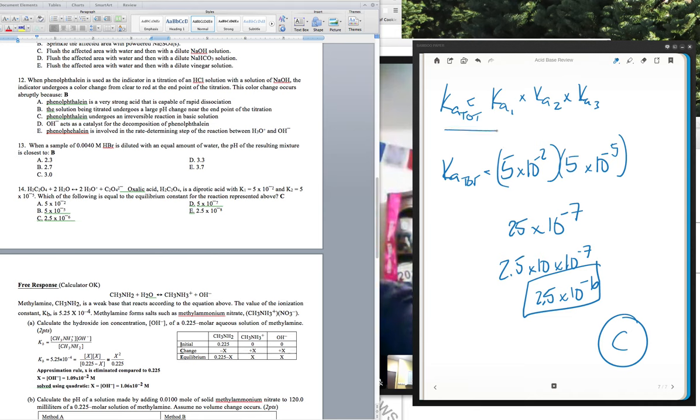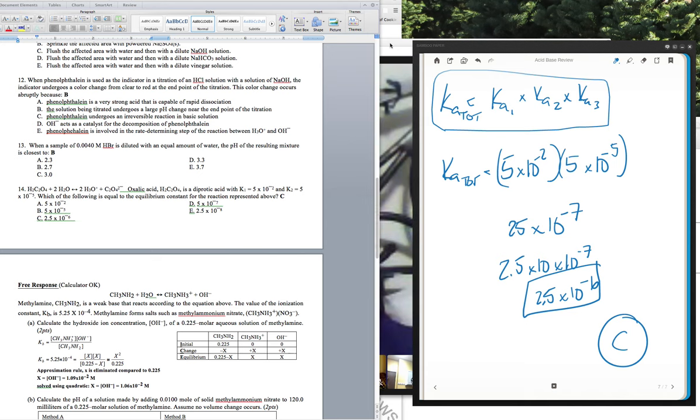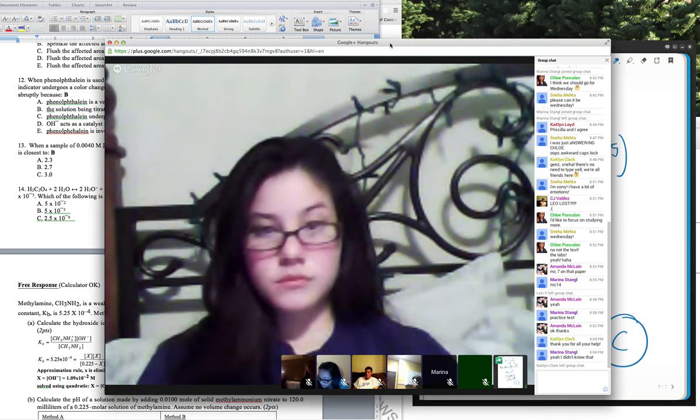But I imagine this is what kind of had you faked out because you didn't remember that this is the equation to find the K total for a problem that has multiple Kas. It's also the same way if you did a Ka times a Kb equals the Kw. You kind of get where you're going.